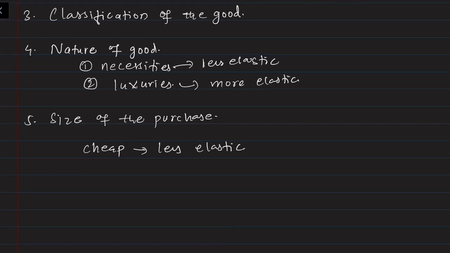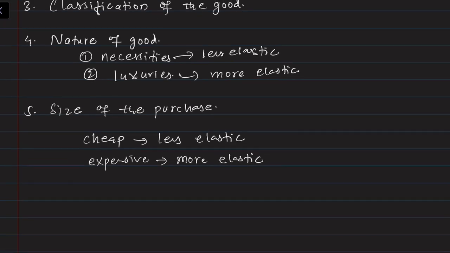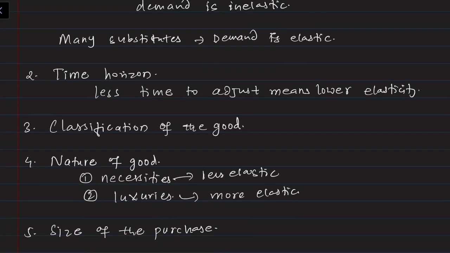And again, for expensive goods, where we spend a large amount of our salary or budget, we are more sensitive to price changes. We are more sensitive to price changes when the good feels expensive. So the demand is more elastic. We cut down our expenditure in that case. So more elastic. So these are the determinants.